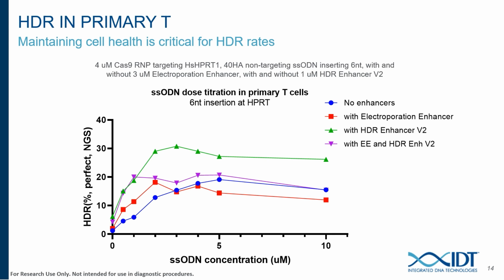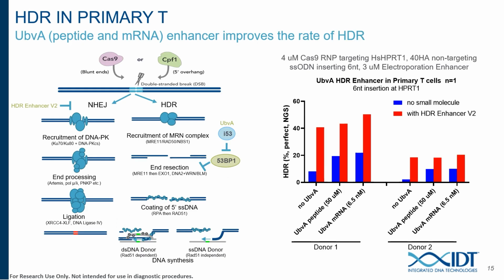And so for primary T cells, we observed that just using the HDR enhancer was sufficient for achieving good HDR rates, and that's likely due to there being a good balance for when the cells are healthy and not overloaded with reagents. And that's where HDR is most efficient. And I mentioned that the mechanism of the HDR enhancer is to block NHEJ, and that's shown in this little diagram on the left side of the slide.